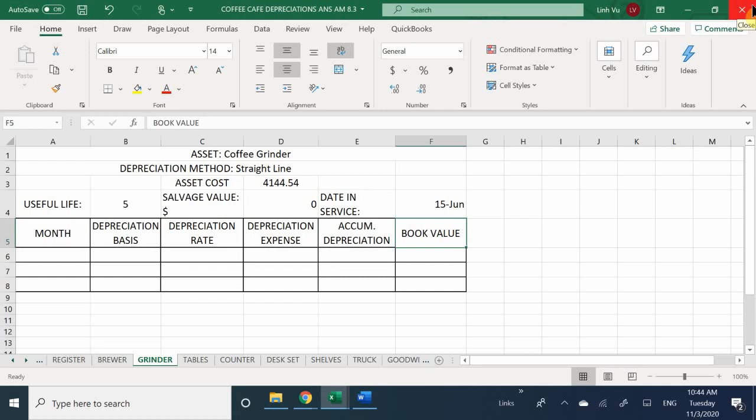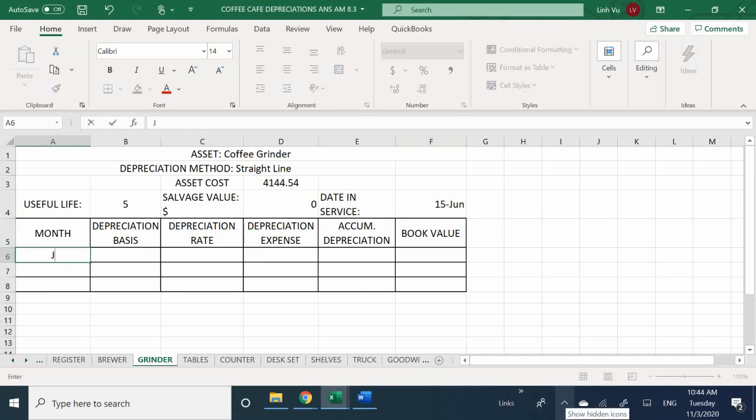We're still within the first group of dates, so the month will still be June. Good. We will still depreciate it for the month of June. Okay? So we have everything. So this one is straight line. So what is going to be my depreciation basis? The asset cost, 4144.54. Good, because we have no salvage value. What is my depreciation rate?